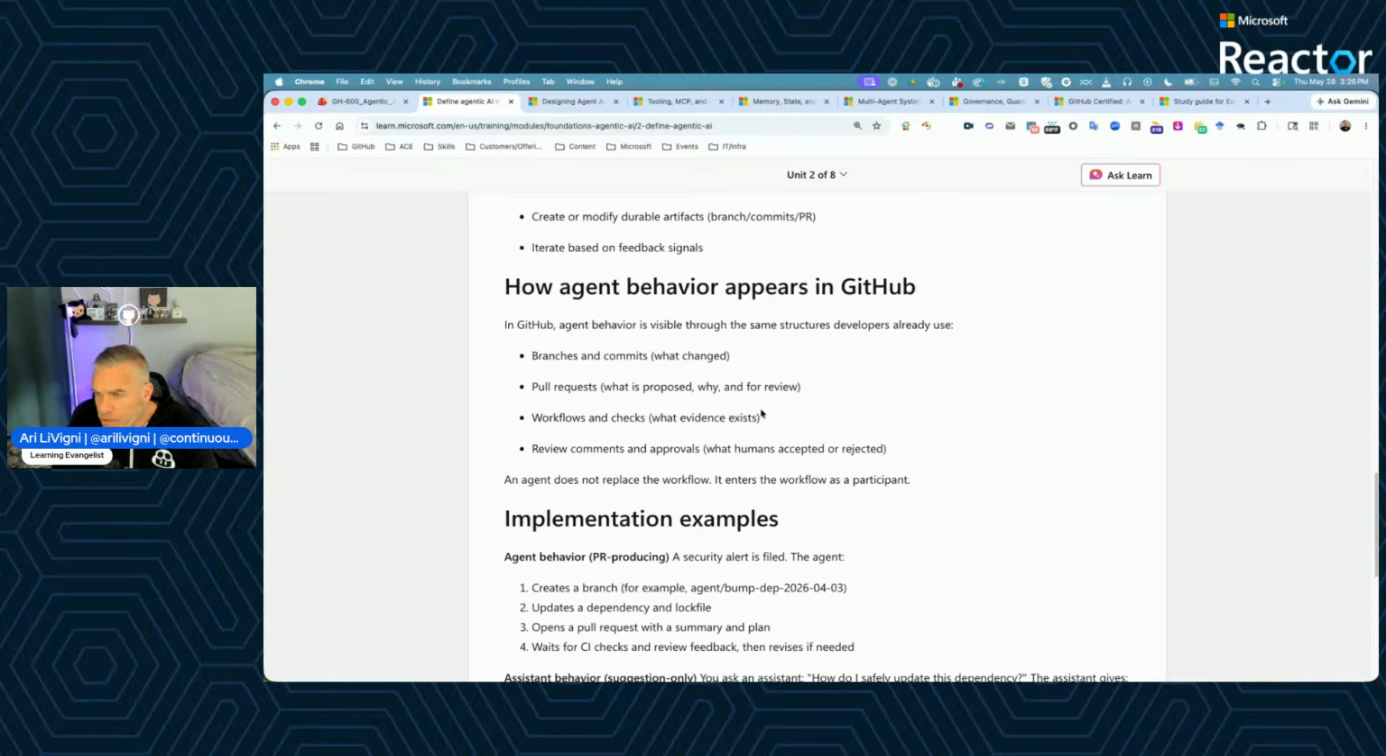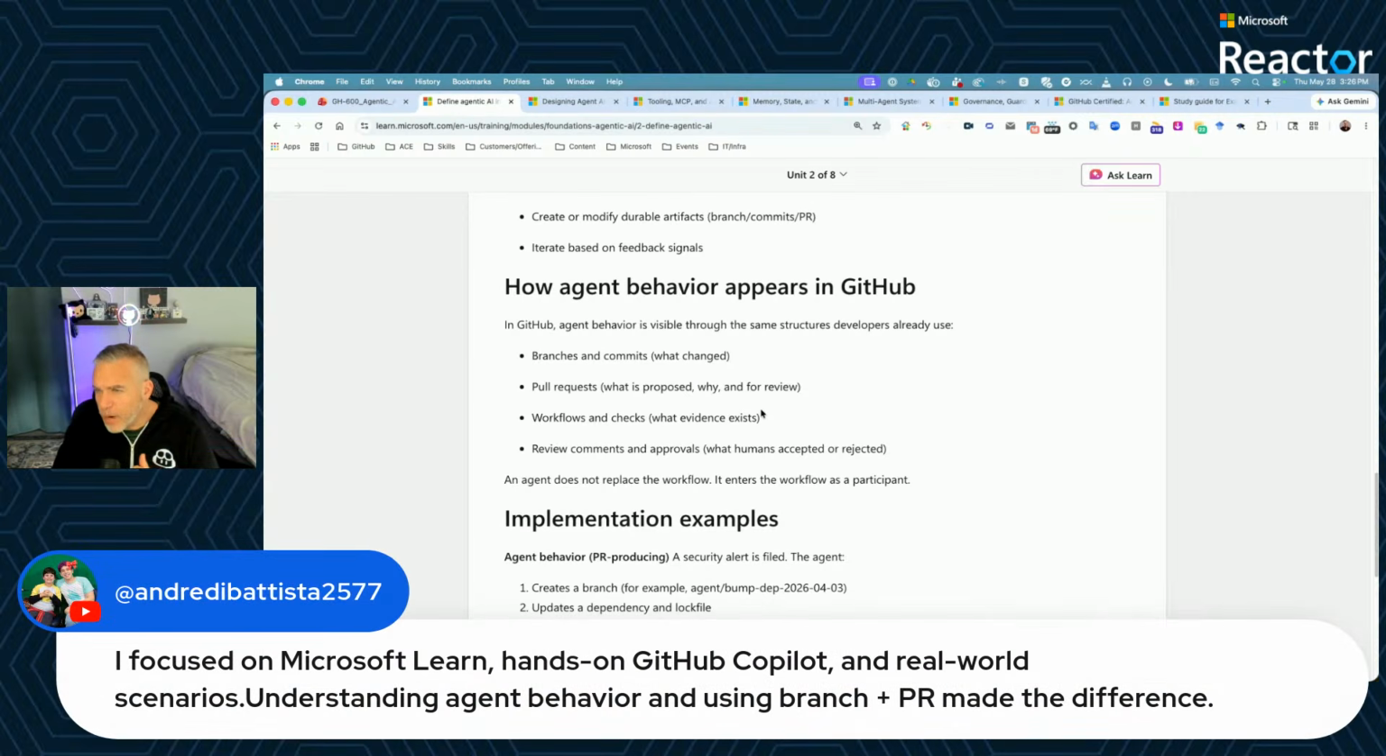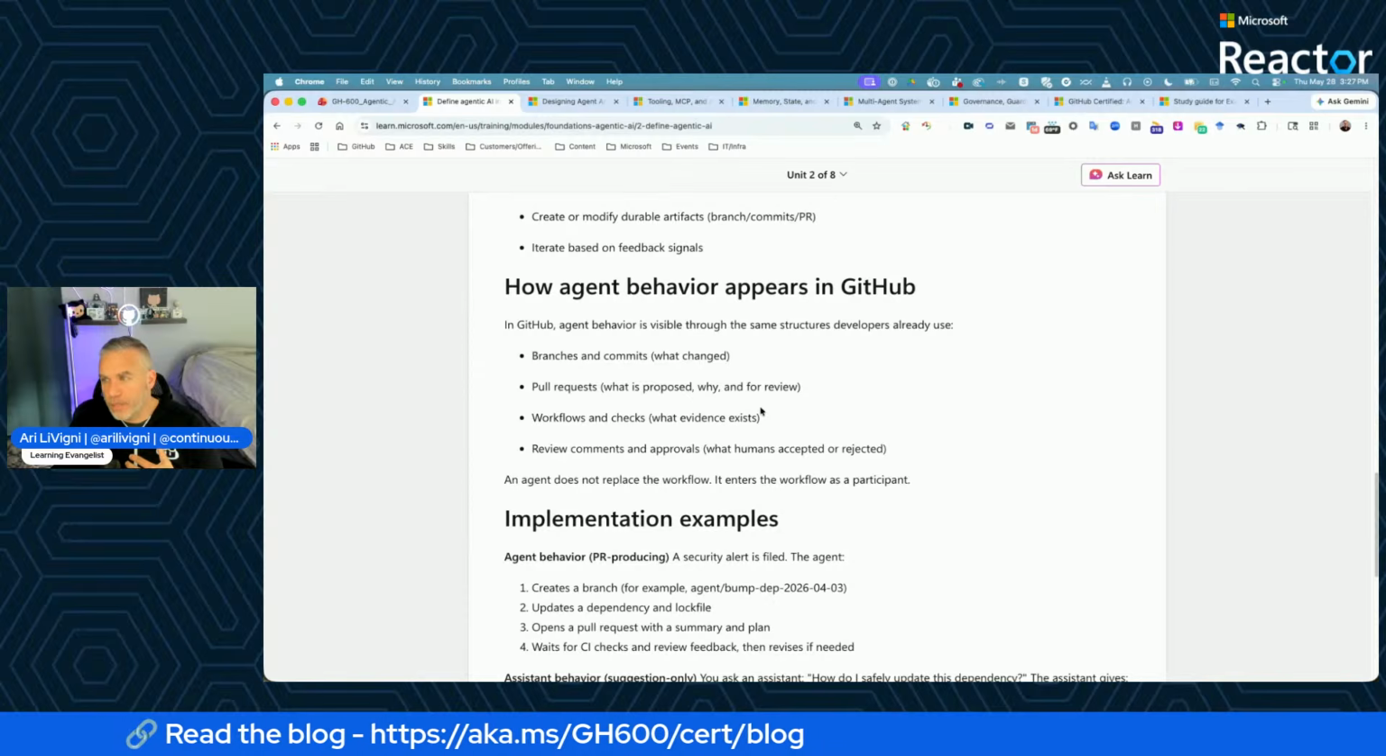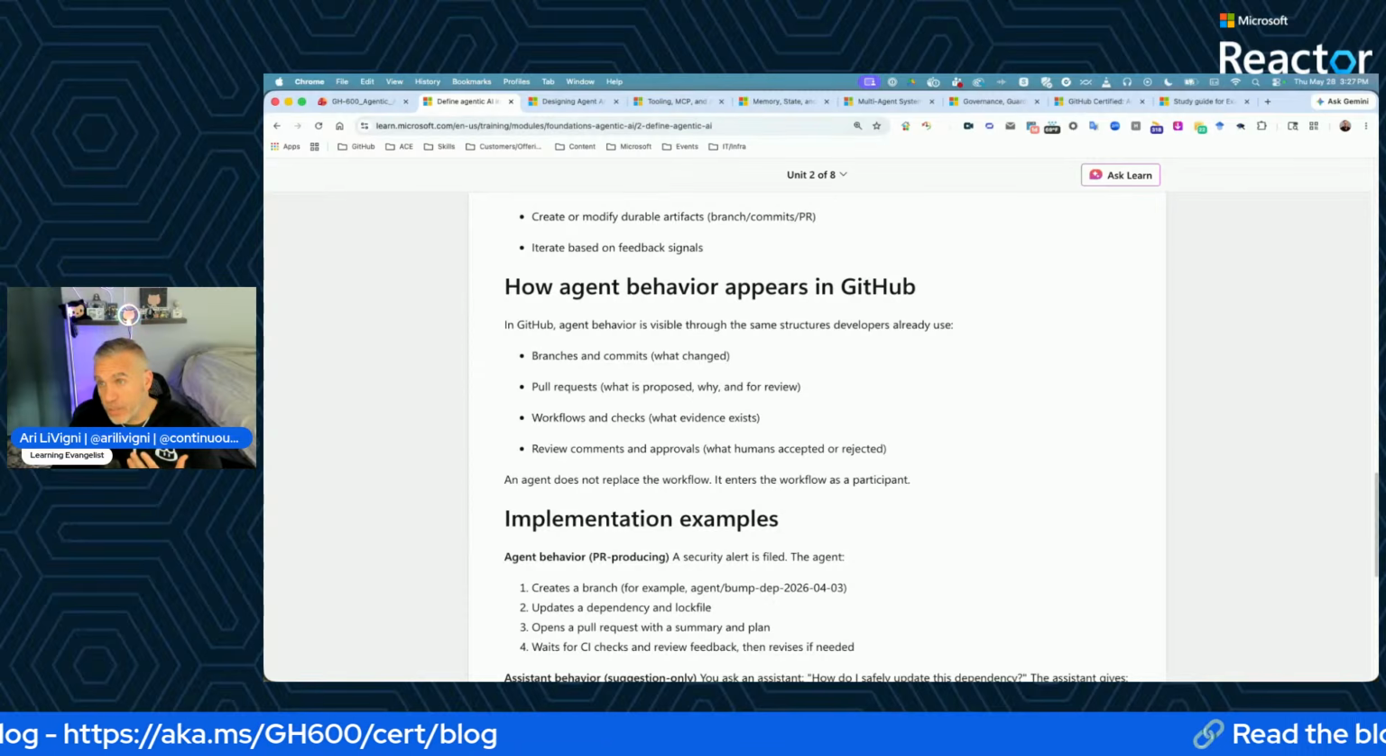I focused on Microsoft Learn, hands-on GitHub Copilot and real-world scenarios, understanding agent behavior and using a branch and PR made. Yeah, that's 100% the right way to go. I would continue. Andred Batista 2577, I definitely agree with you. Really understanding that will help you pass this exam. I would say not just reading these modules, but doing stuff in practice.